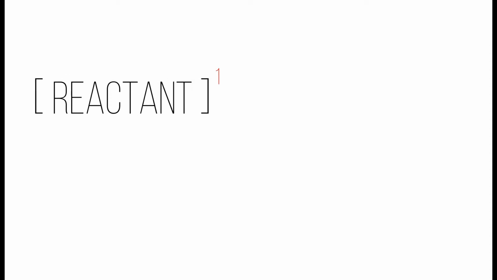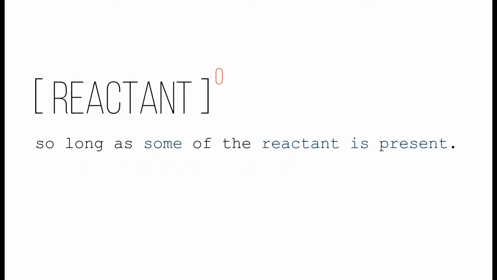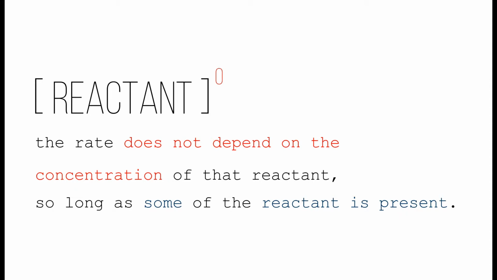A power of 1 means that the rate is directly proportional to the concentration of that reactant. A power of 2 means that the rate is directly proportional to the square of that concentration. A power of 0 means that the rate does not depend on the concentration of that reactant, so long as some of the reactant is present.